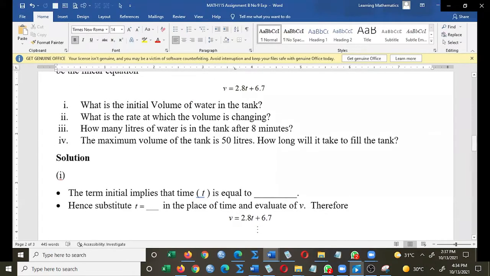Right. So, solution, part 1. The term initial implies that time t is equal to what? 0. Please bear that in mind. When you're doing a question like that, associate the word initial with the value 0, 0 for the x coordinate. So the term initial implies t is 0, because t takes the position for x and V takes the position for y.